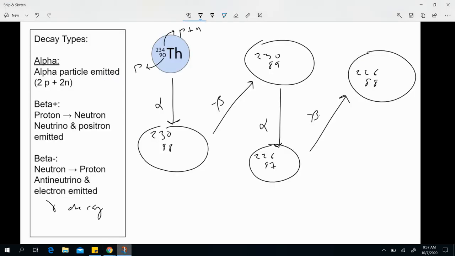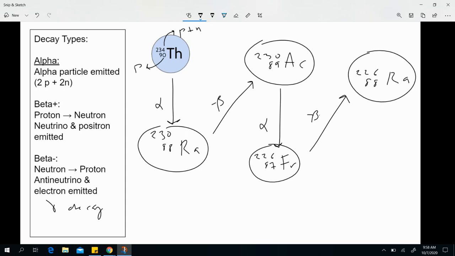So let's fill it in. Element 88, that was radium. Element 89, that was actinium. Element 87, that was francium. And then element 88 is radium again. Hopefully this helps you guys create your own.